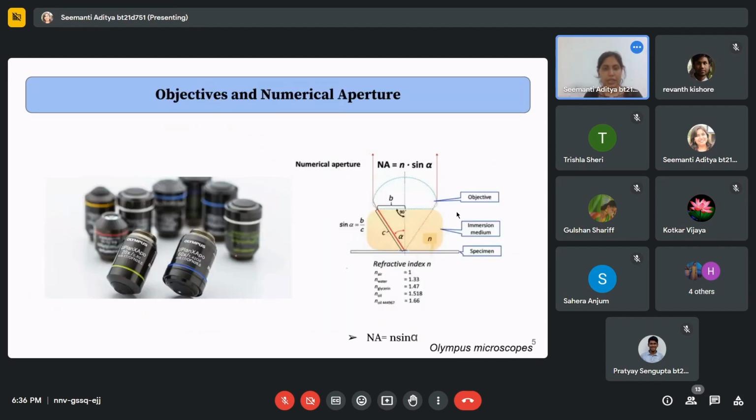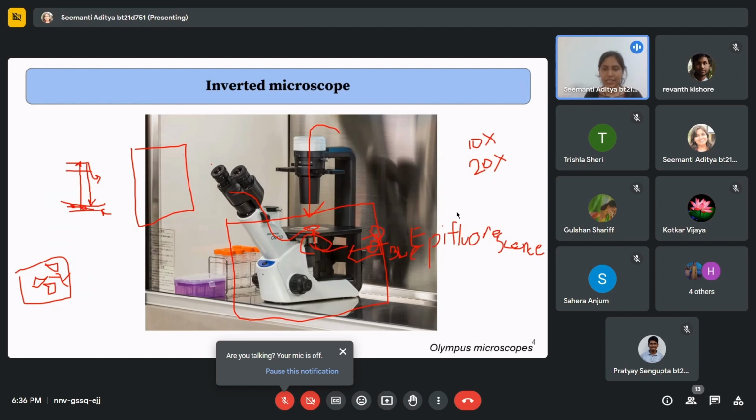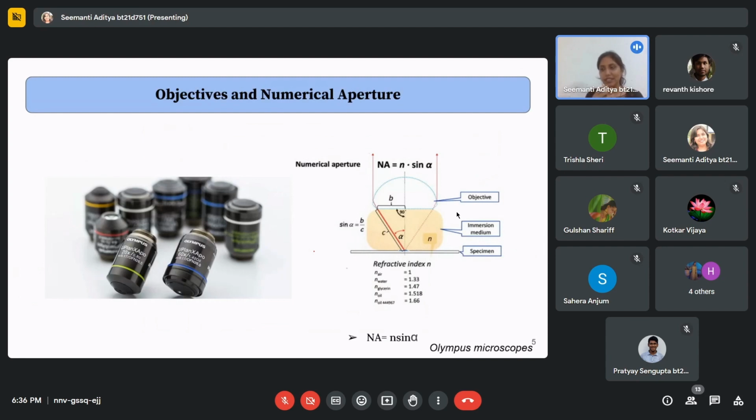So next, we will talk about the objectives and numerical aperture. What are placed inside the microscope, like objectives, are very important, because they help magnify the image. The cells that we are seeing are originally not so big that we could see them with our naked eyes; it is just because of the help of these objectives that we are seeing those images. And microscopy has advanced a lot in recent years, and we have very good objectives.